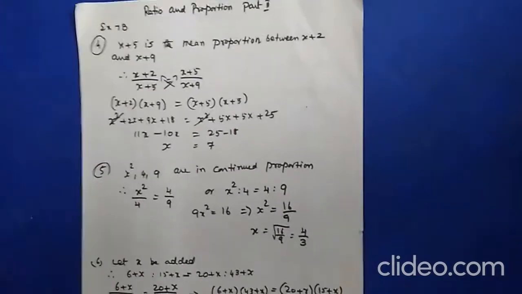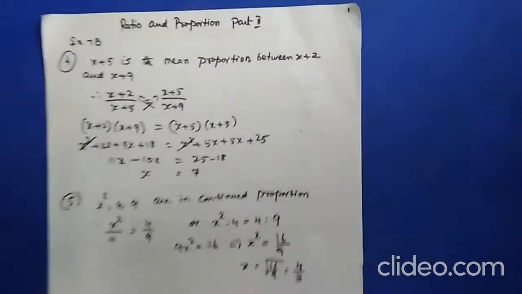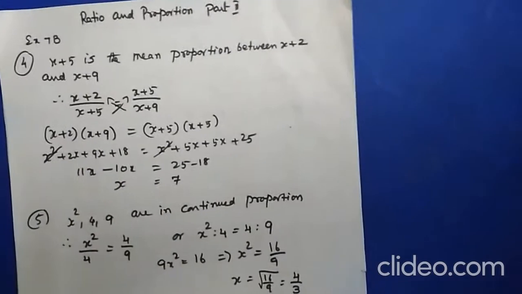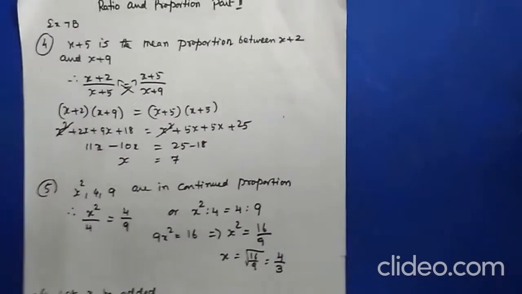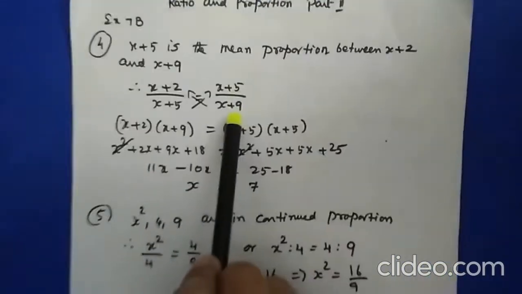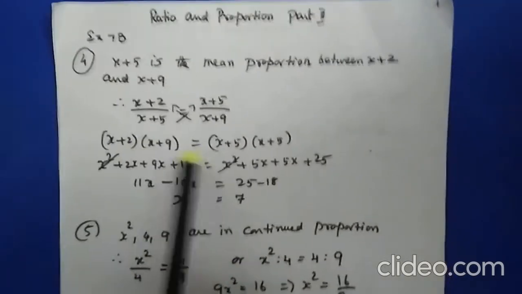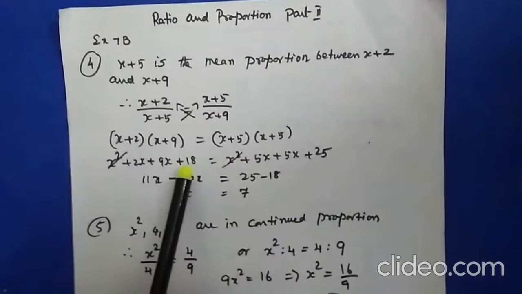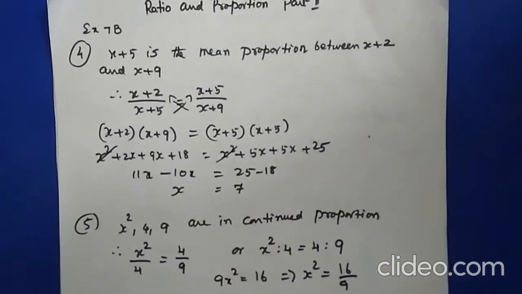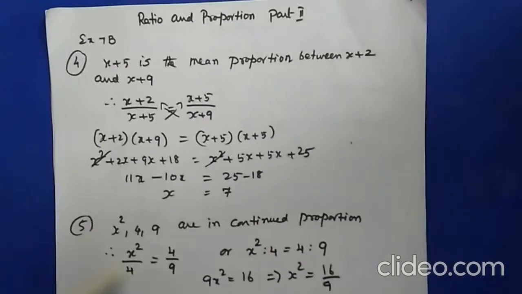Now in this 7B, question number 4, I am going to start. x plus 5 is the mean proportion between x plus 2 and x plus 9. Then you have to write it as x plus 2 ratio x plus 5 is equal to x plus 5 ratio x plus 9. And in fraction, (x plus 2) by (x plus 5) is equal to (x plus 5) by (x plus 9). Now, cross multiply, you are getting x squared plus 2x plus 9x plus 18 is equal to x squared plus 5x plus 5x plus 25. By solving, you are getting x is equal to 7.